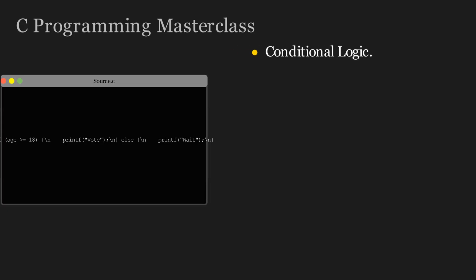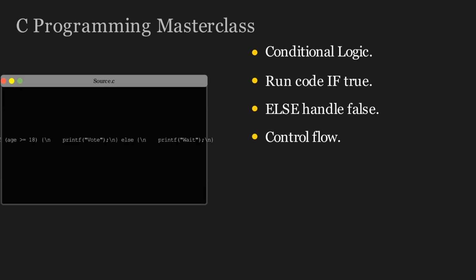Programs need to make decisions. Usually, code runs top to bottom, line by line. But what if we want to run some code only if a condition is true? We use if-else statements. Think of it like a fork in the road. In our example, we check if age is greater than or equal to 18. If this condition is true, the computer enters the block and prints you can vote. If the condition is false, the computer skips that block and jumps to the else block, printing you cannot vote. You can also use else if to check multiple conditions in a sequence, like checking if a number is positive, negative, or 0.